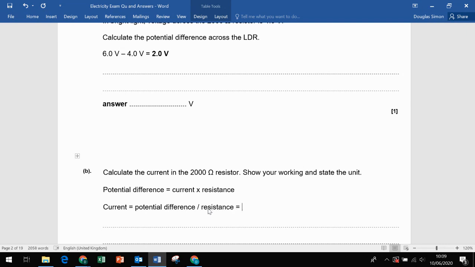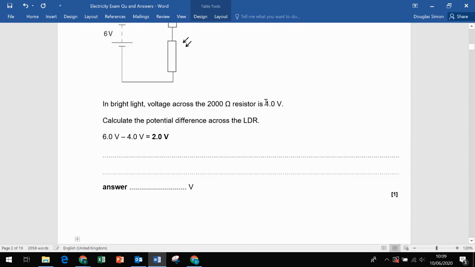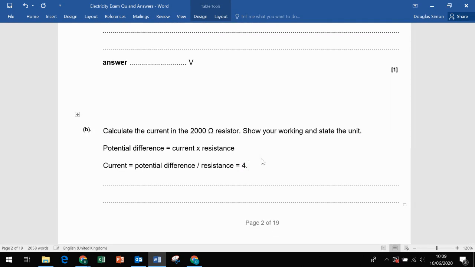So what does that equal? Potential difference, we were told it's 4 volts. So it's going to be 4 divided by 2000, and that's going to equal 2 times 10 to the minus 3, or 0.002. Sorry, not ohms, what am I talking about? Current. So yeah, it's amps for current. So this here is the answer.